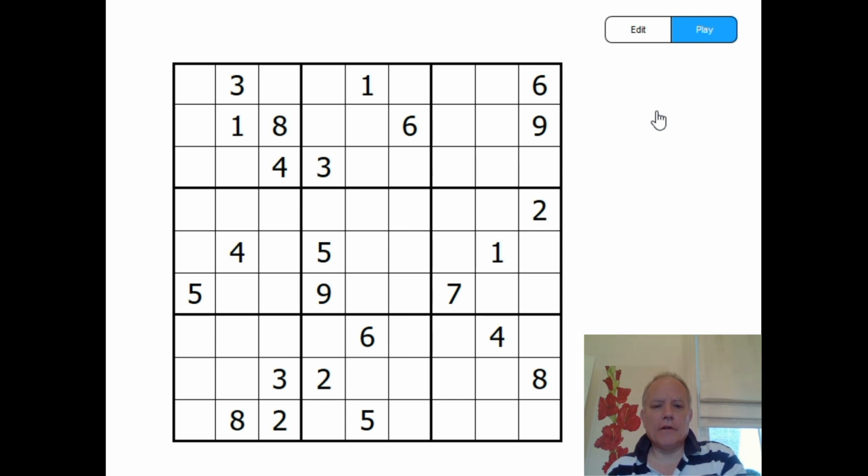Today I'm going to have a look at a classic puzzle that's been sent to us by Kathleen, and she says, "This one's got me stumped. Love to see a video about it." So I'm going to have a look at this.